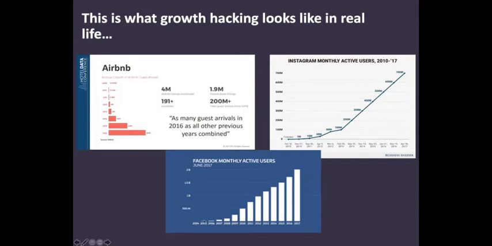You can again see this kind of hockey stick of growth where it just slopes up and starts shooting into the sky, and everybody wants that. This is what everybody's looking for. But how do they achieve that? They achieve it by growth hacking.